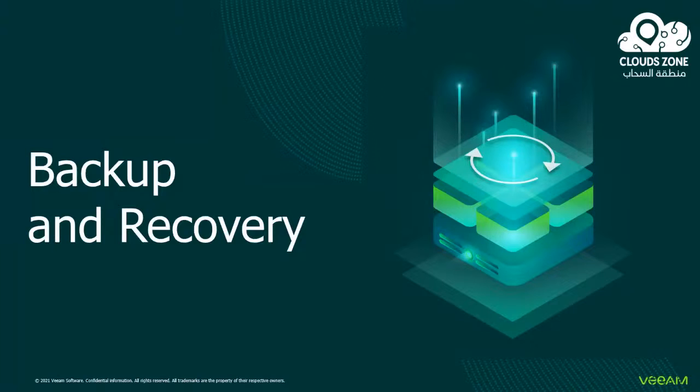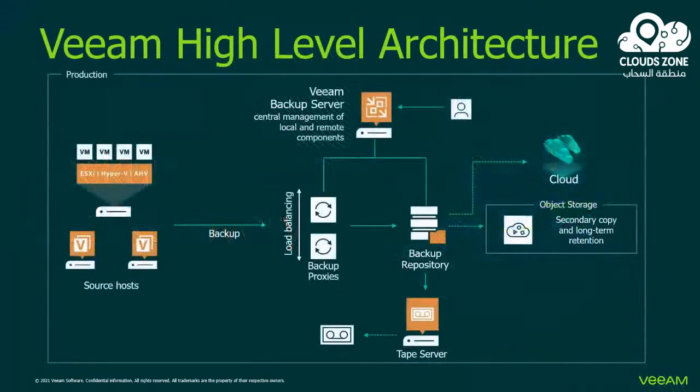So, Veeam backup and recovery features and capabilities. Here let's talk about a high-level architecture of Veeam Backup and Replication solutions. It consists of three main components: the Veeam backup server, which is the main controller server for the whole backup infrastructure. We have the backup proxies, which are the data movers, moving and retrieving the data from the production to the target storage.